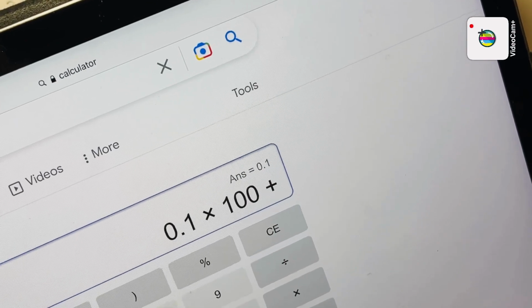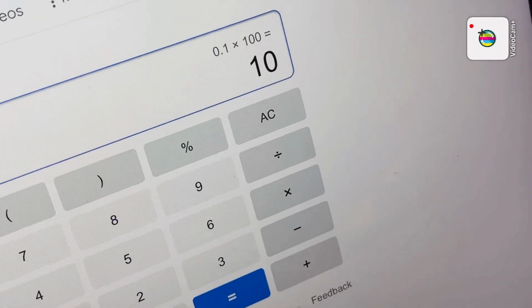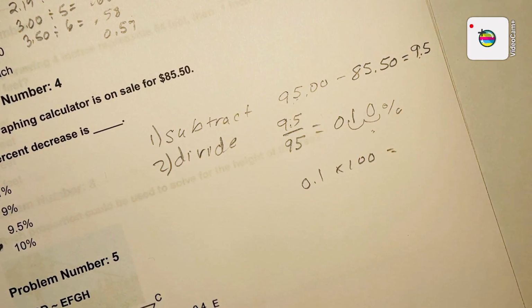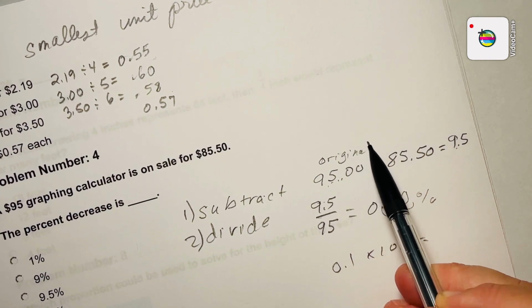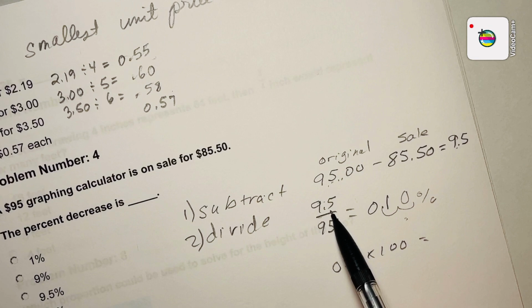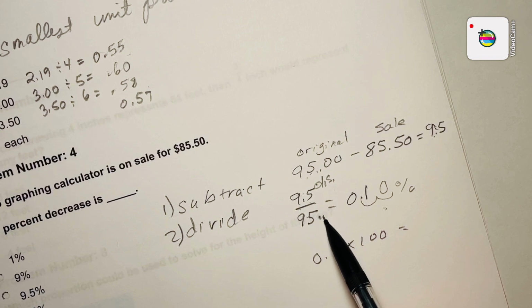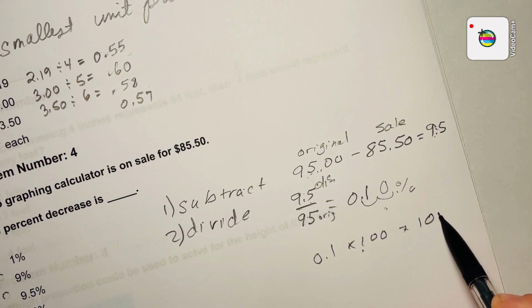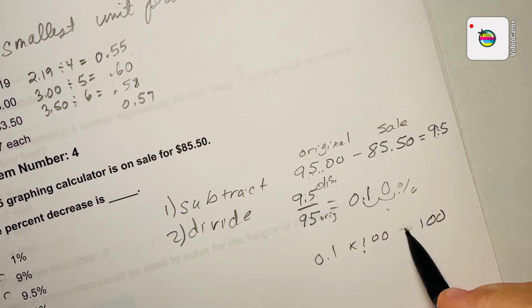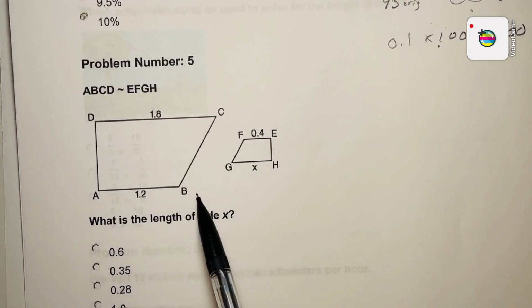Oops. There it is. 0.1 times 100 is 10. All right, so remember what you're subtracting. You're subtracting the original price by the sell price. And then what are you dividing? You're dividing that answer, the discount, by the original price. You'll get a decimal answer, but just convert that to a percent. And that gives you your answer. Okay? Write this out.